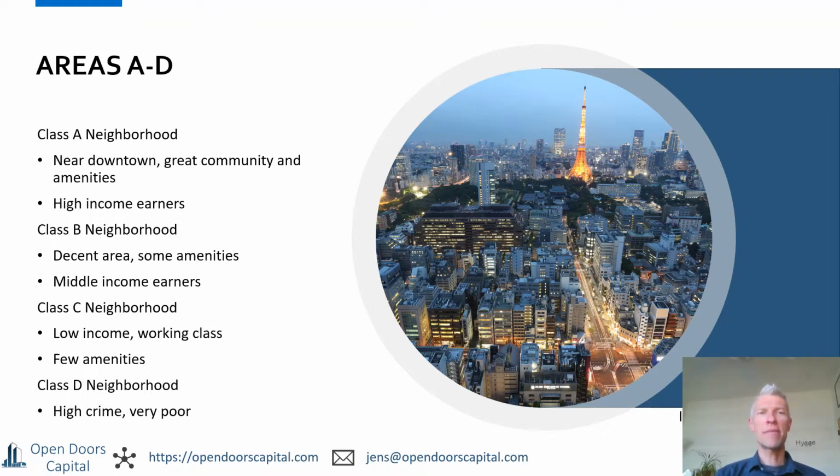So Class A neighborhood is near downtown, great community, great amenities, awesome schools, just a wonderful place to live. And typically attracts the high income earners that want to pay that premium to live close to these amenities. Class B neighborhoods are more your decent area, some amenities, kind of a family focused area. Not too bad, but also not the greatest amenities there.